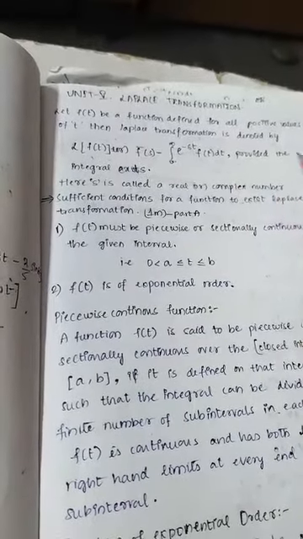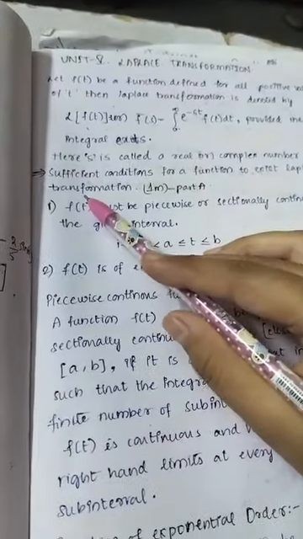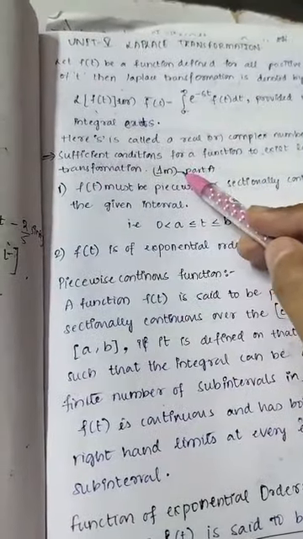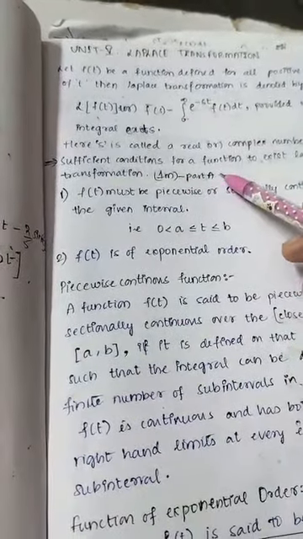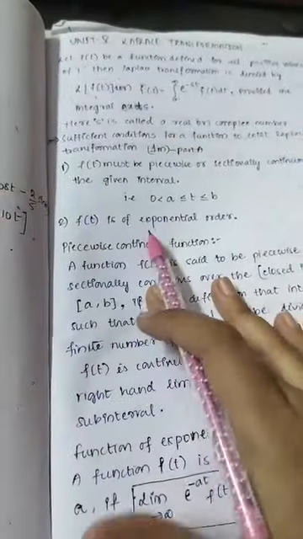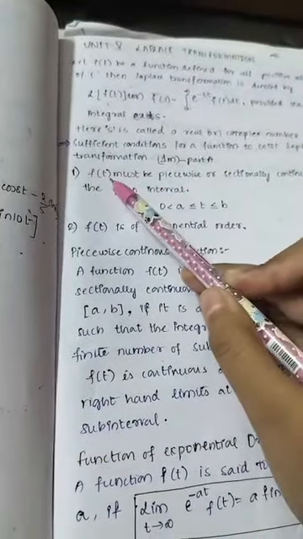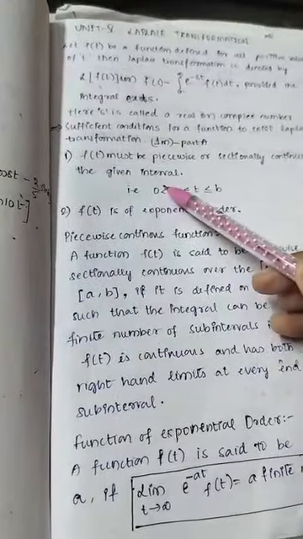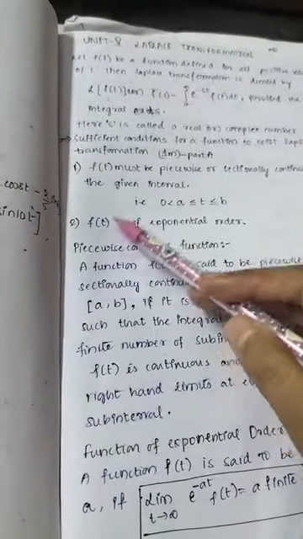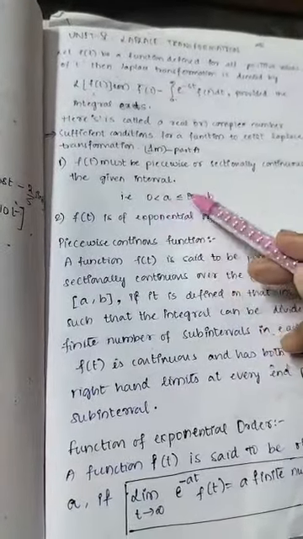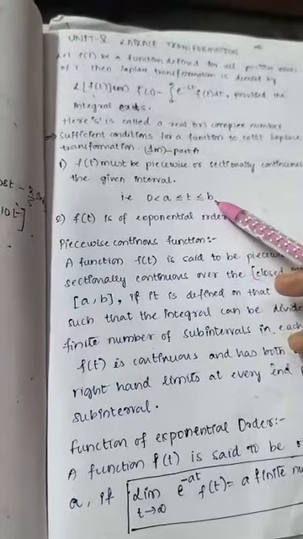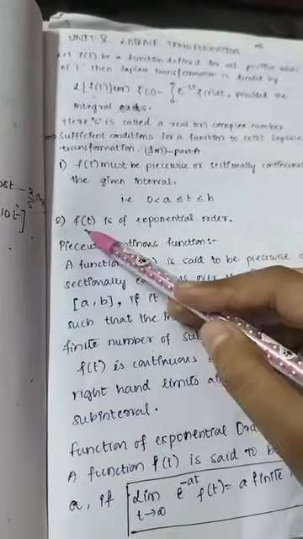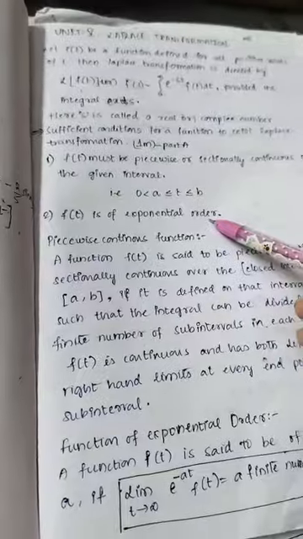Next, coming to the question. This is an important mark, and this can be asked for 1 mark in Part A of the JNTU paper. So let's see what it is. f of t must be piecewise or sectionally continuous in the given interval. Then what is the condition? 0 is less than a, less than or equal to t, t is less than or equal to b. Then f of t is of exponential order.